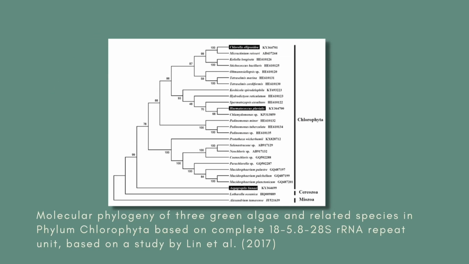Highlighted in black, the results showed that Chlorella ellipsoidea is closely related to Myrmecia israelensis, while Haematococcus pluvialis is closely related to Chlamydomonas sp. In contrast, the freshwater macroalgae Aegagropila linnaei was shown to be phylogenetically distinct from Chlorella ellipsoidea, Haematococcus pluvialis, and other green algal species tested in the study.